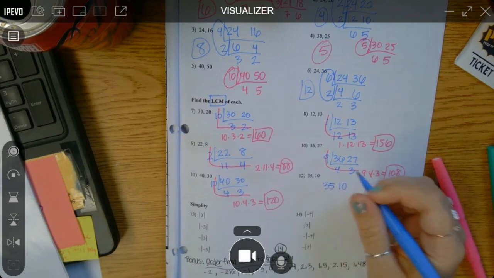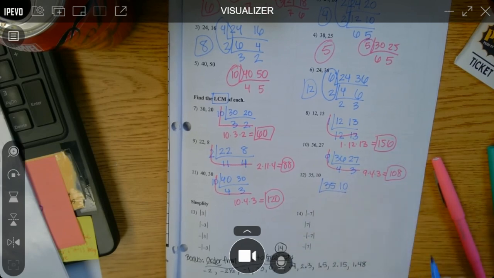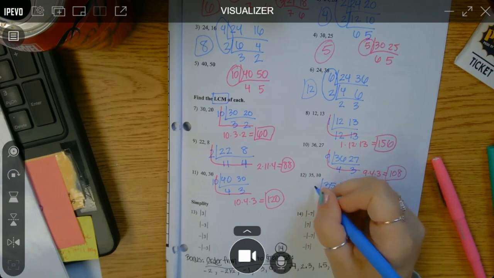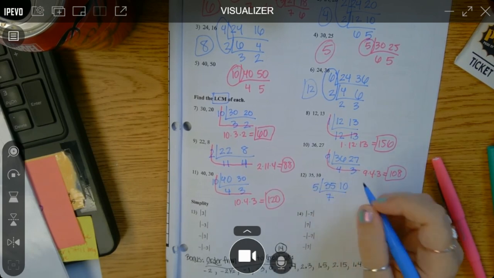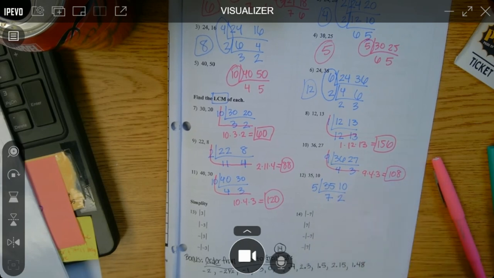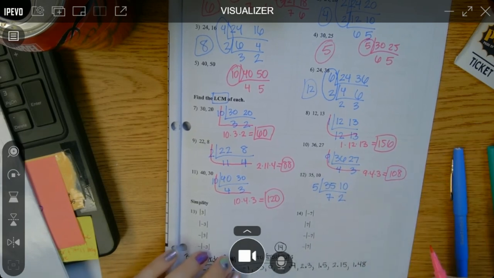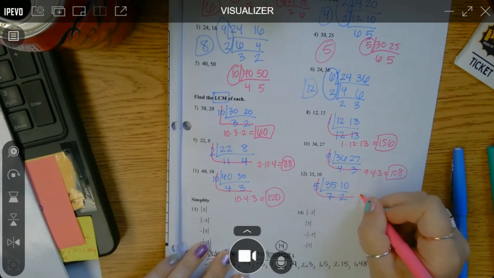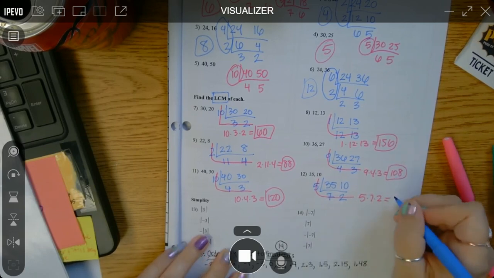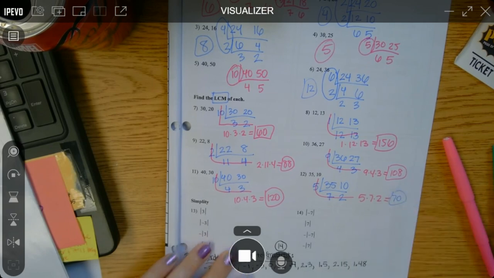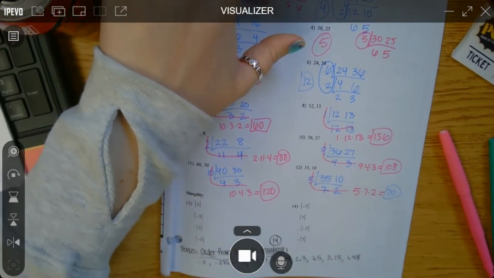Last one. If you haven't gotten any right yet, this is your time. I can feel it. Okay, so 35 and 10, what can go into both? 5 can, because 5 times what is 35? 7. And 5 times what is 10? 2. Can anything go into 7 and 2? Nope. So do your L for LCM. 5 times 7 times 2. Well, 35 times 2 is, that's right, 70. Okay, hopefully you got that right.